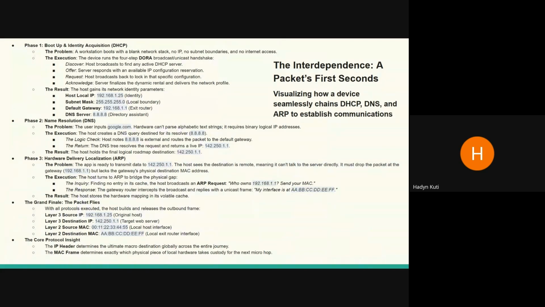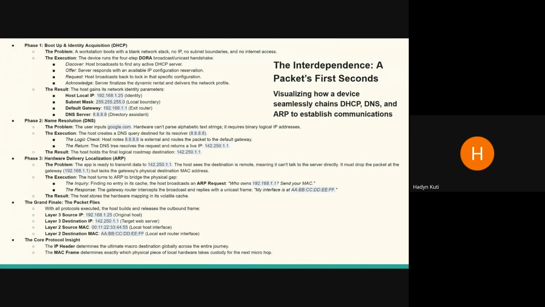We have the logic step where the host notes 8.8.8.8 is external and routes the packet to the default gateway, and the return is the DNS tree resolves the request and returns a live IP. The result here is that the host holds the final logical roadmap destination, in this case 142.250.1.1.